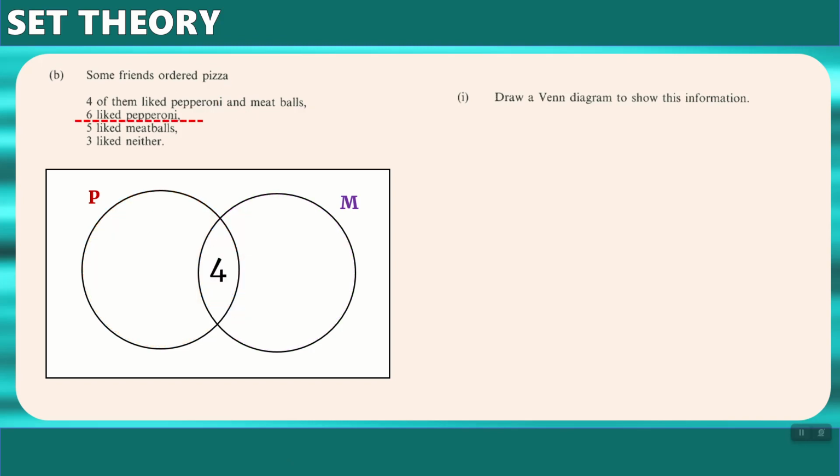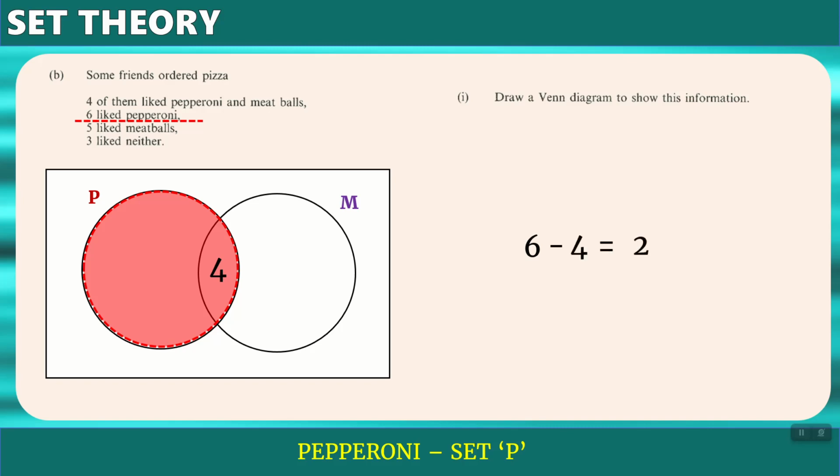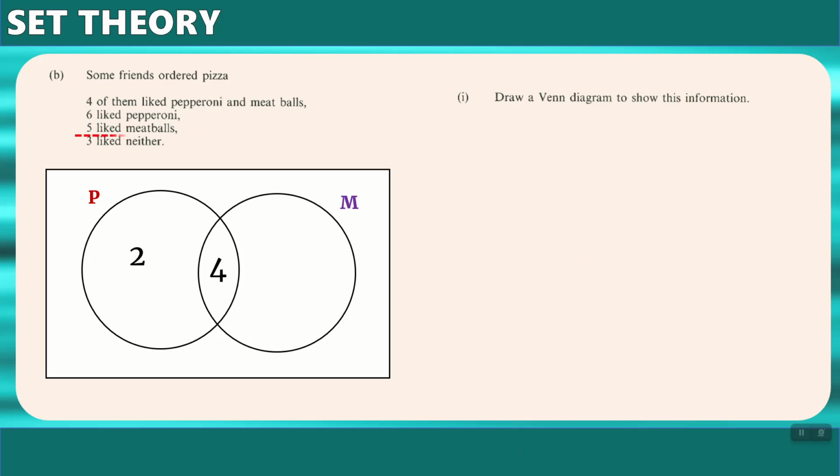The next part says 6 like pepperoni. And so if we take a look, pepperoni is set P. Here is set P. But it already contains the number 4. But the question says that there were 6 that liked pepperoni. So what do we need to do? We take the 6 and we subtract the 4 that is already in that circle. And what remains is 2, which gets put here. And the 2 represents people who liked pepperoni but not meatballs. And we can see now that in the P circle we have 2 and 4. 2 plus 4 is 6.